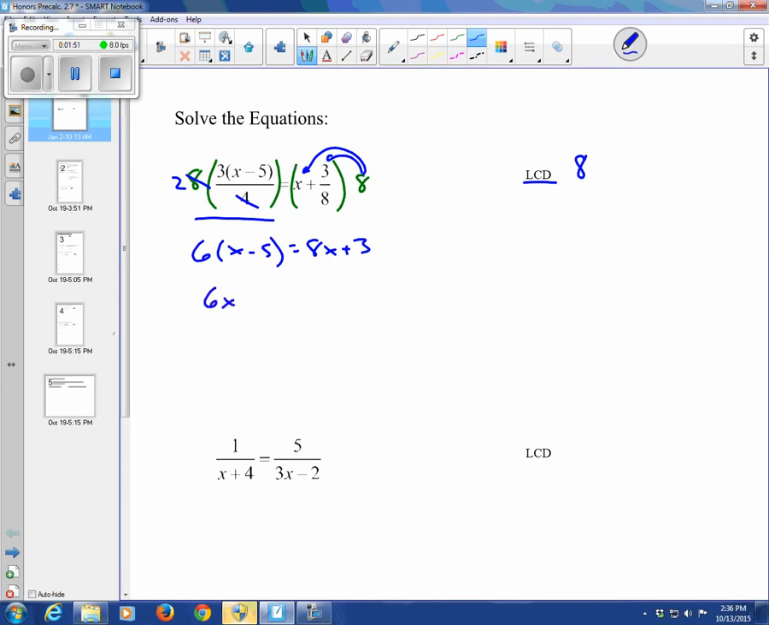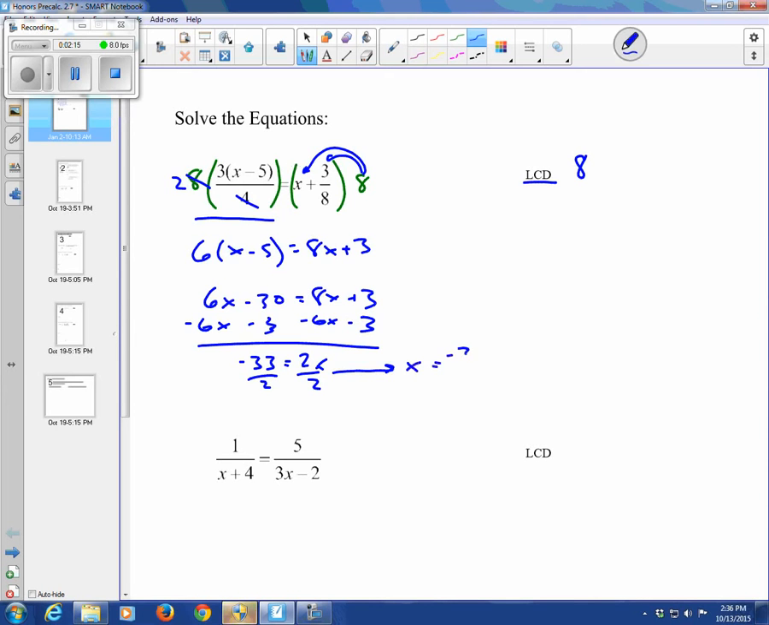This is going to be 6x minus 30 equals 8x plus 3. And continuing on here, we would get the x's on one side and the constants on the other, so minus 6x, minus 6x, minus 3, minus 3, and that's going to give us, right here, negative 33 equals 2x, divide by 2, and we can say that x is going to equal negative 33 over 2, or negative 16.5.